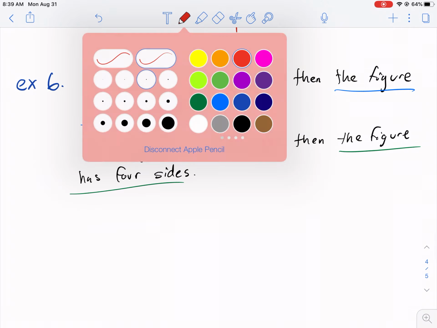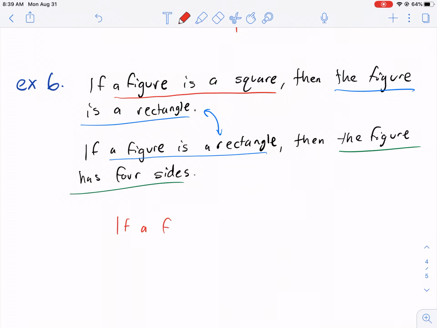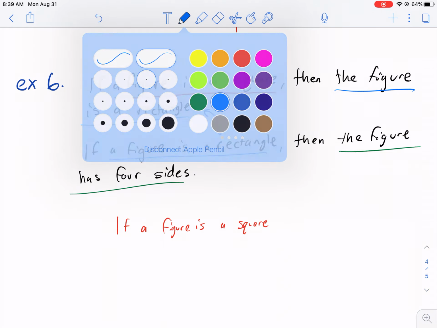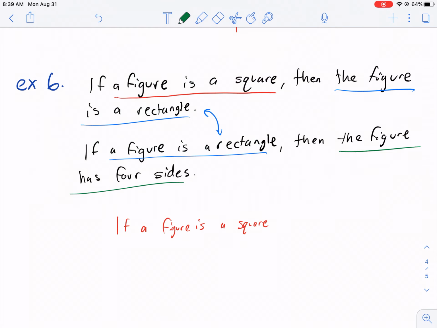And we can write, if a figure is a square, I'm going to use green, then the figure has 4 sides. And that's a true statement because it has to be. If we followed the logical flow, then there's no way for it to be wrong.